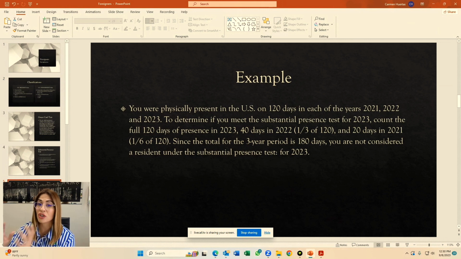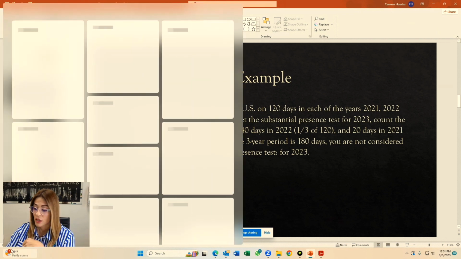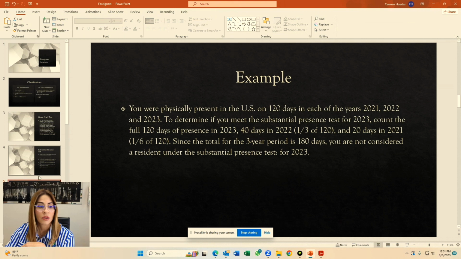So even though you were here 120, due to the math, they're going to count 40 of those days for the substantial presence. And then in 2021, it's going to be 20 days, which is a sixth of 120, okay? So even though you were present more than those days, the equation is what we're going to use to determine if you meet the 183 days, okay? So since the total for the 3-year period is 180, you are not considered to be a resident under the substantial presence test, okay?